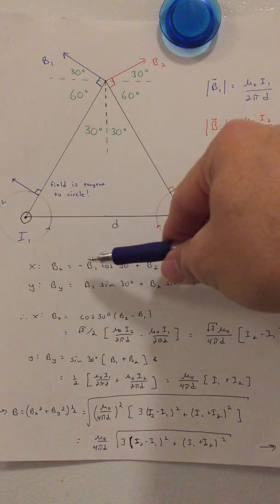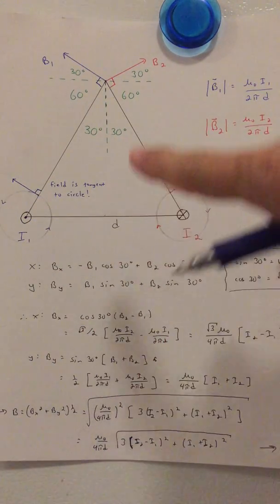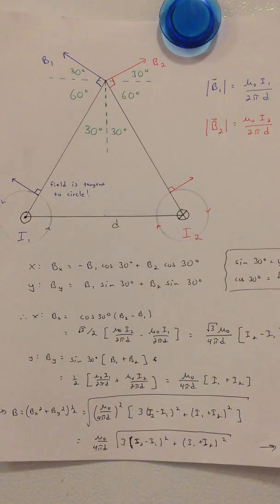Notice I'm getting my negative sign here by inspection. I'm calling to the right positive, so I can see that that vector has to go in the negative direction on the x-axis. Similarly, in the y direction, I've got two components that are going up. I'm going to call that positive.